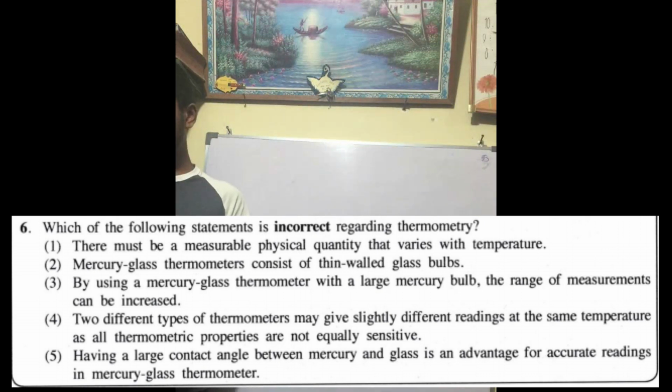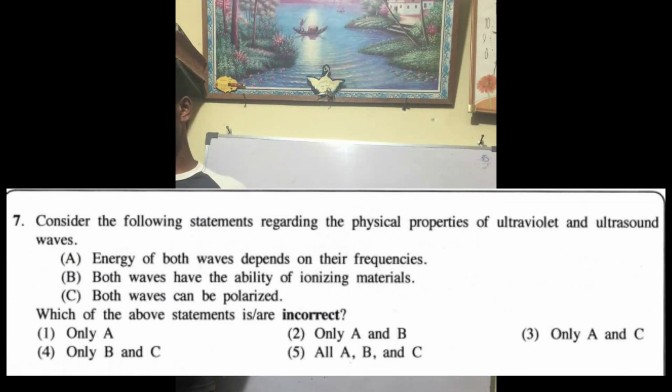So the next question is, considering the following statements regarding the physical properties of ultraviolet and ultrasound waves, right? So the first one is, energy of both waves depends on their frequency. That is wrong, guys, because the energy of an ultrasound wave doesn't depend on the frequency. Of course, the ultraviolet wave depends on the frequency, right? So the second one is, both waves have the ability to ionize materials.